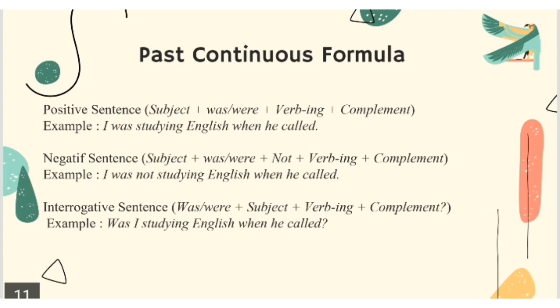For positive sentence, there is subject plus was or were plus verb ing plus complement. For example, I was studying English when he called. For negative sentence, there is subject plus was or were plus not plus verb ing plus complement. For example, I was not studying English when he called. For the interrogative sentence, there is was or were plus subject plus verb ing plus complement plus question mark. For example, was I studying English when he called?